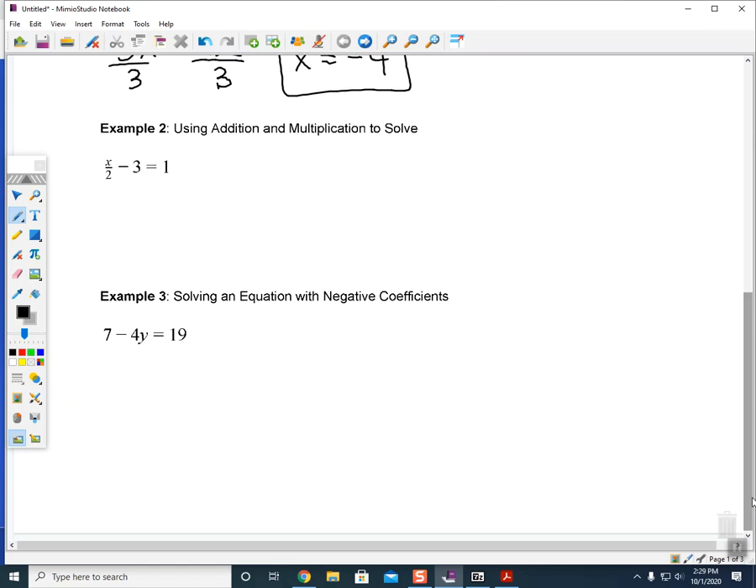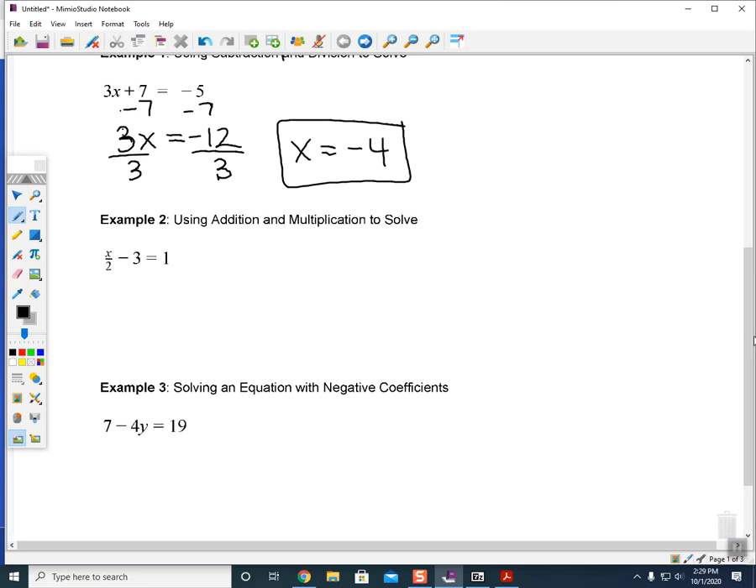Okay, our next example, x over 2 minus 3 equals 1. My first step at this point is I want to undo my subtraction. So I'm going to add 3 to both sides. Now I'm left with x divided by 2 equals 4, right? 1 plus 3 is 4.